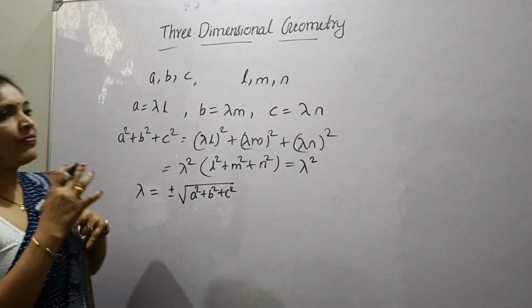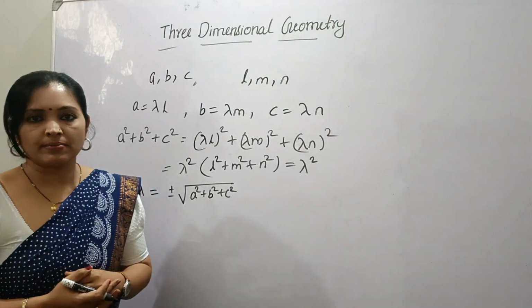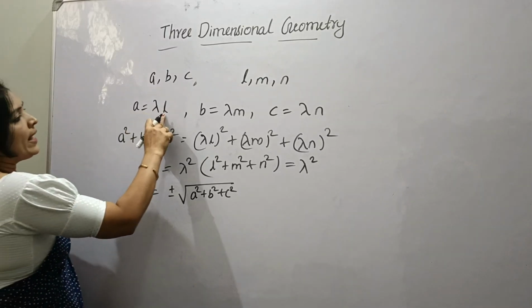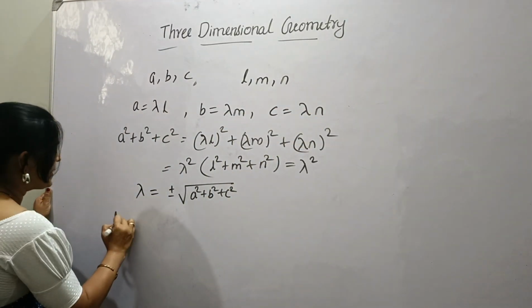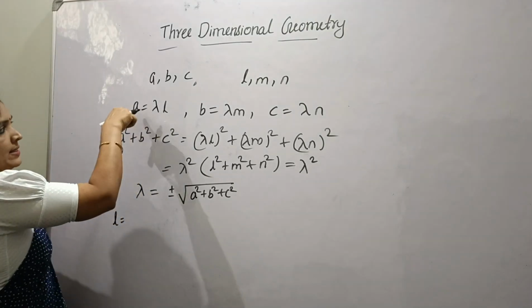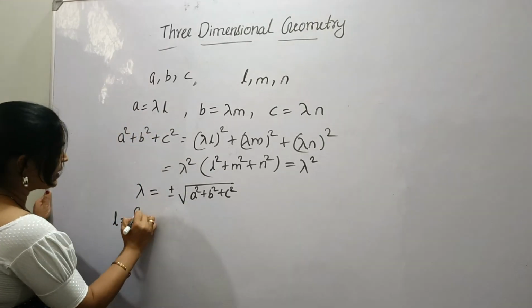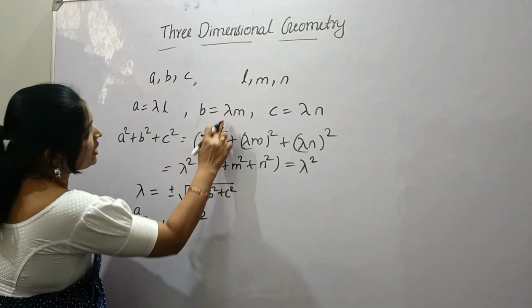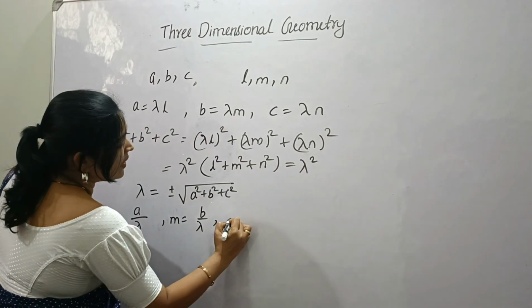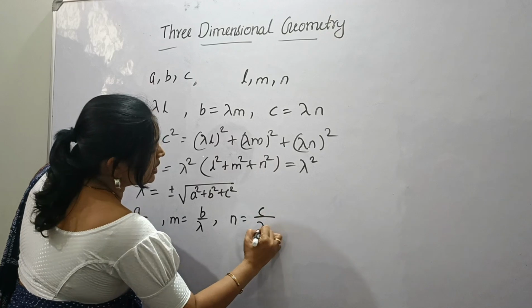Now here we will find the direction cosines. L, M, N are the direction cosines of a line. L can be written as A divided by lambda, M is equal to B divided by lambda, and N is equal to C divided by lambda.